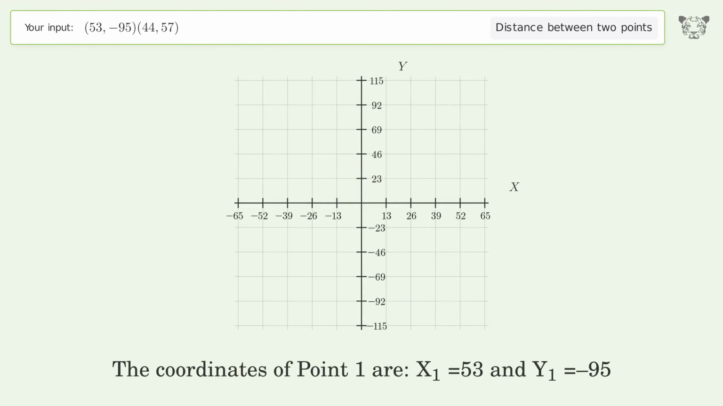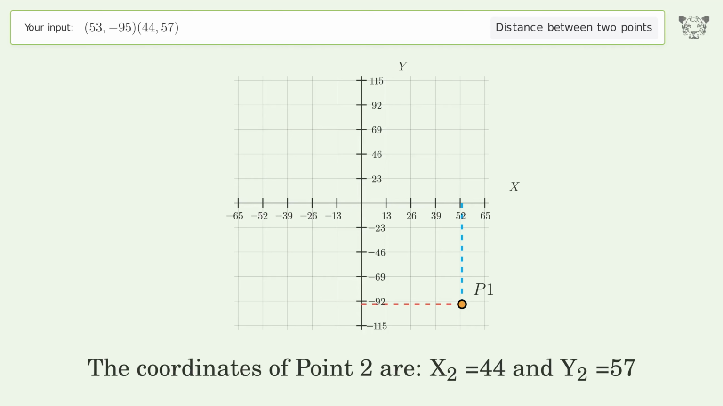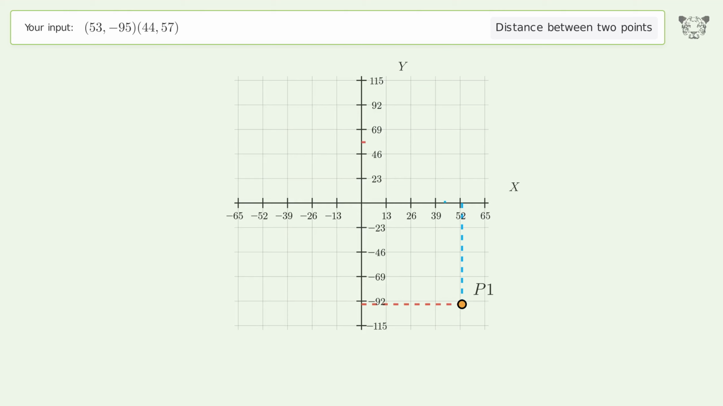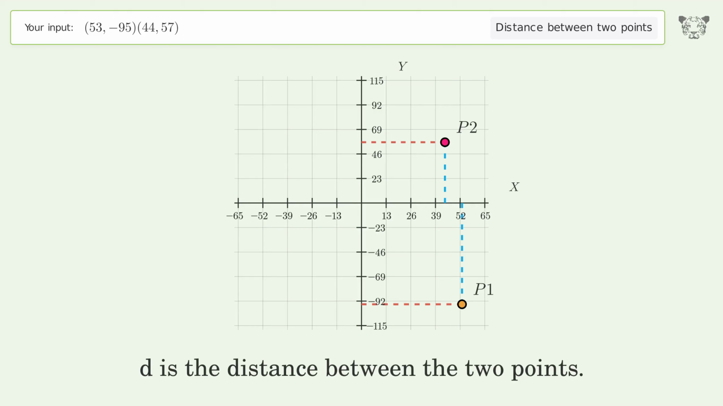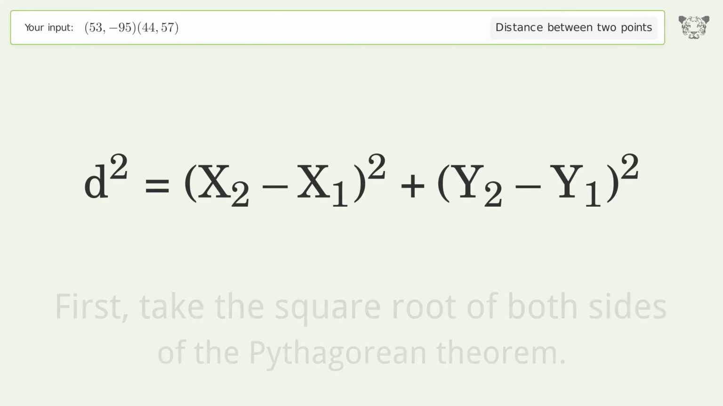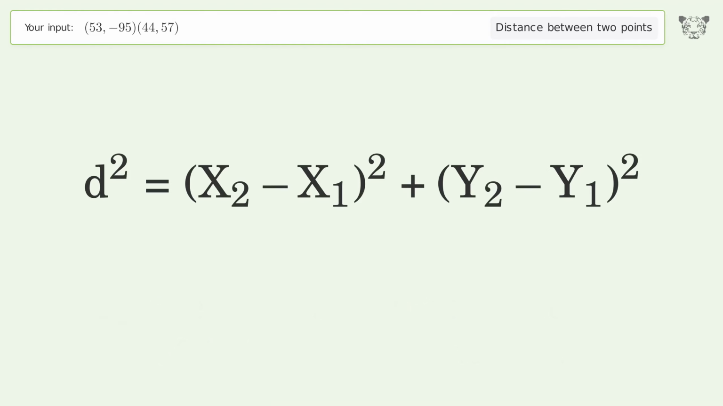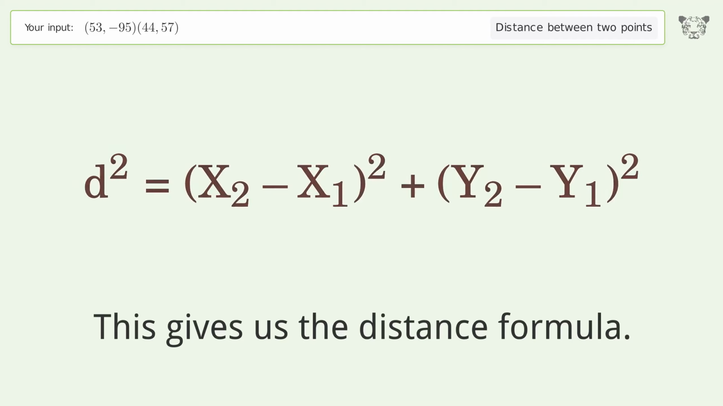The coordinates of point 1 are x1 equals 53 and y1 equals -95. The coordinates of point 2 are x2 equals 44 and y2 equals 57. D is the distance between the 2 points. First, take the square root of both sides of the Pythagorean theorem. This gives us the distance formula.